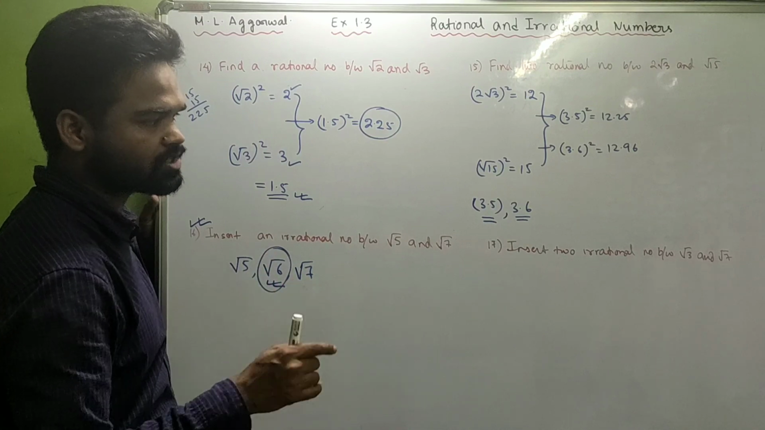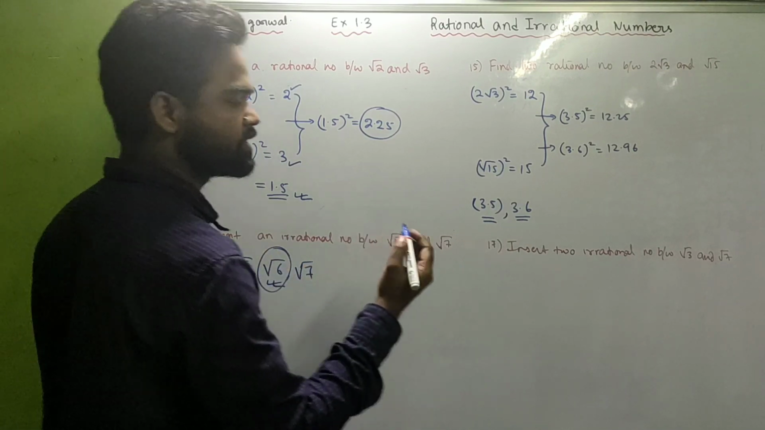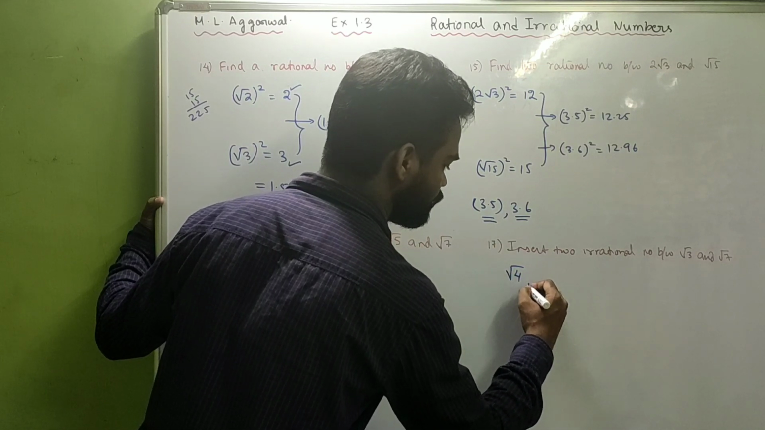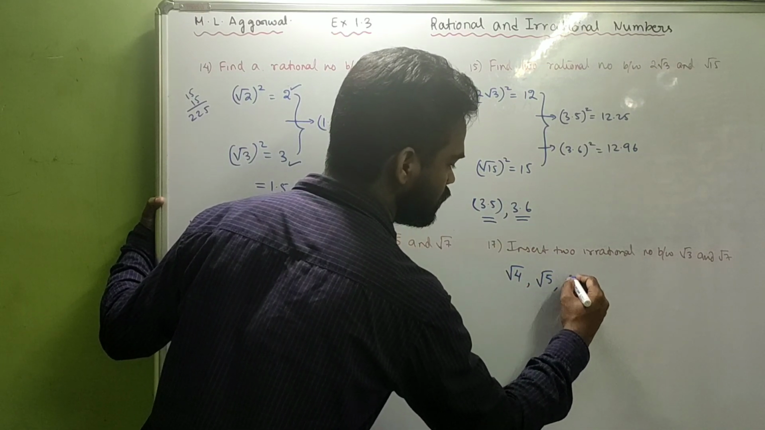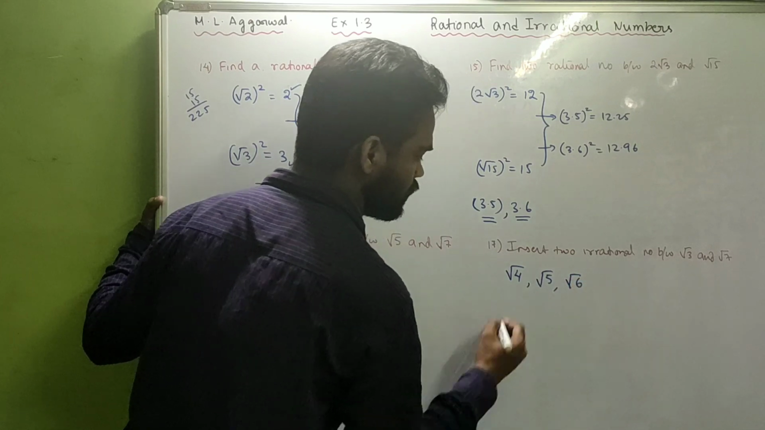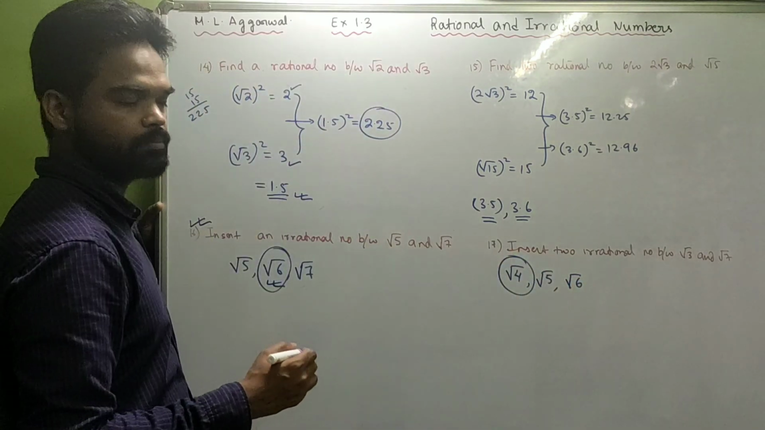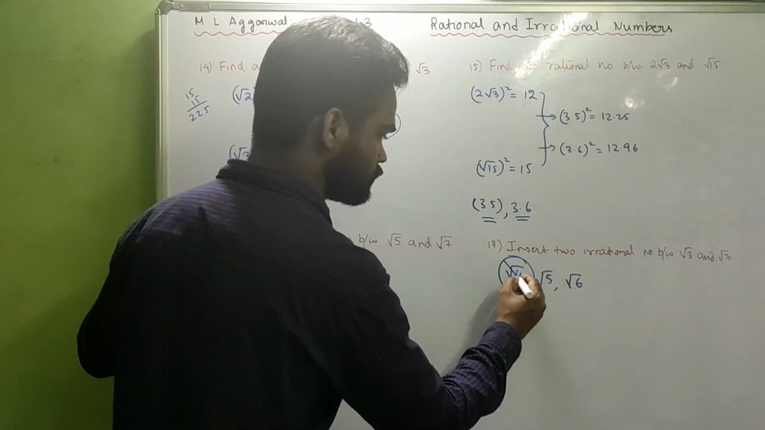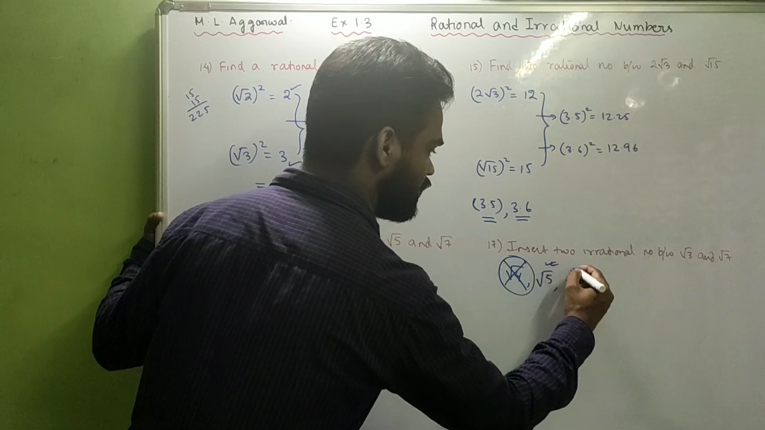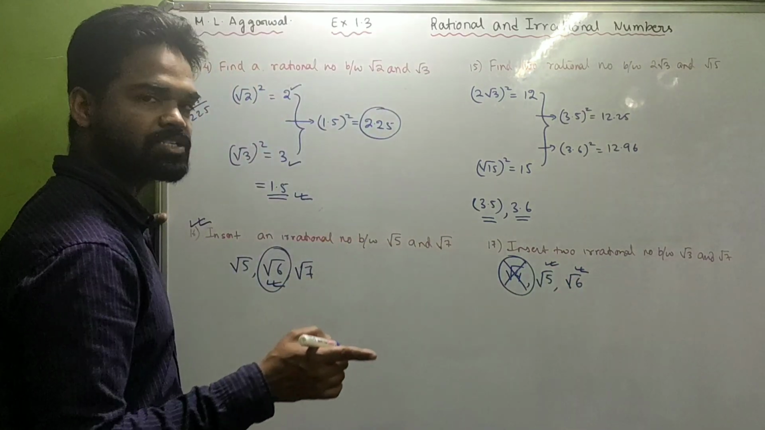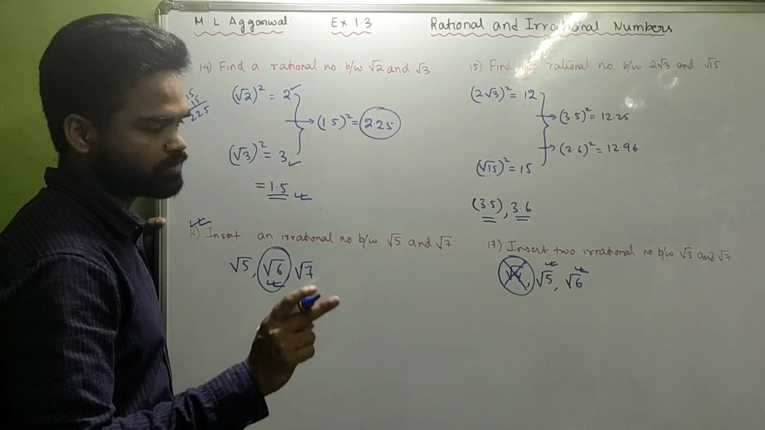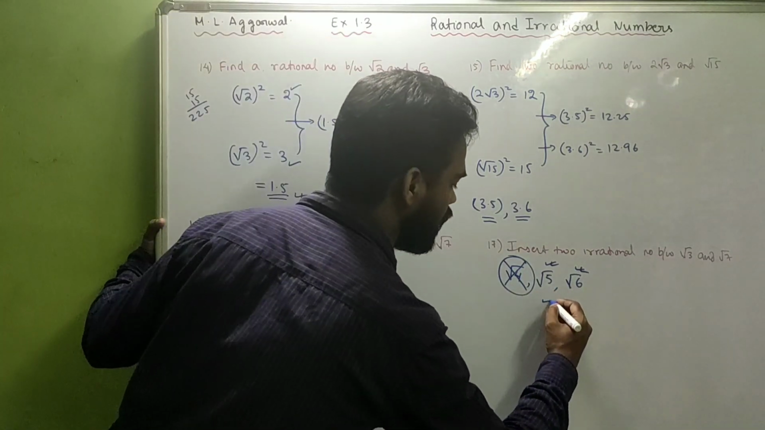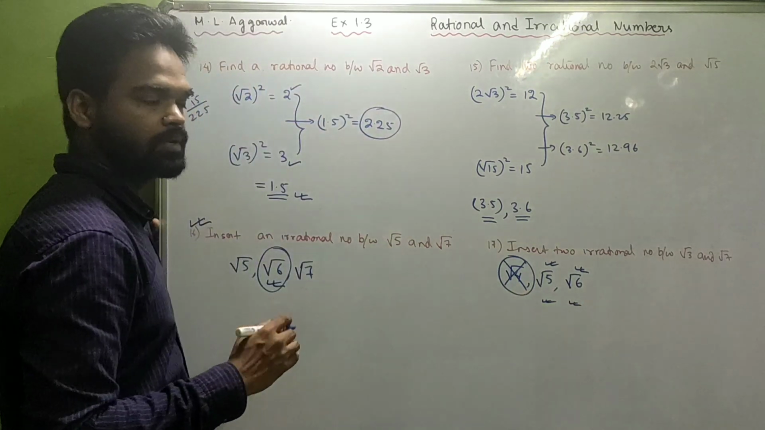Insert 2 irrational numbers between root 3 and root 7. See, between root 3 and root 7 you have root 4, root 5, root 6. Now look, this is a rational number because 4 is a perfect square of 2. But when you talk about root 5 and root 6, these two are irrational numbers, isn't it? Because 5 is not a perfect square of any number. So these two are my answer. Okay? Keep it till here.